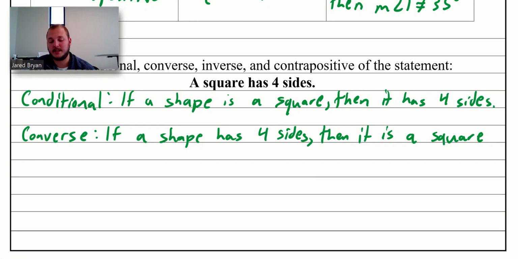In this case, it doesn't ask whether it's actually true or false, but we can look at it and see that the second one is actually false. Just because a shape has 4 sides doesn't necessarily mean it has to be a square, right?